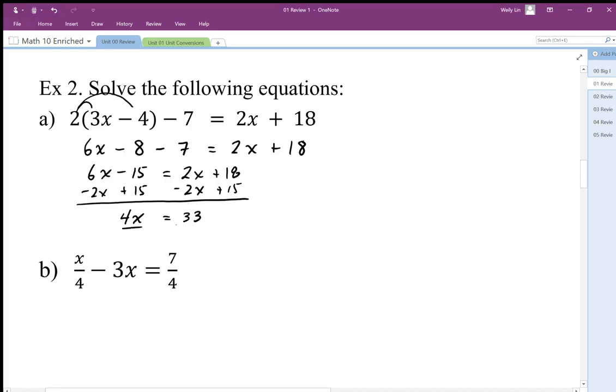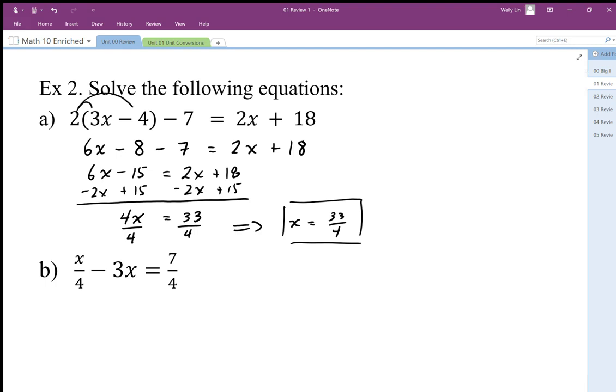Divide both sides by 4, so I'm going to undo that times 4. And I end up with x equals 33 over 4, which is about 8 1/4. Now I prefer you leave it like that because improper fractions are better than mixed numbers because they're much easier to deal with mathematically. Fractions and equations. Okay, we probably want to get rid of the divide by 4 with a times by 4.